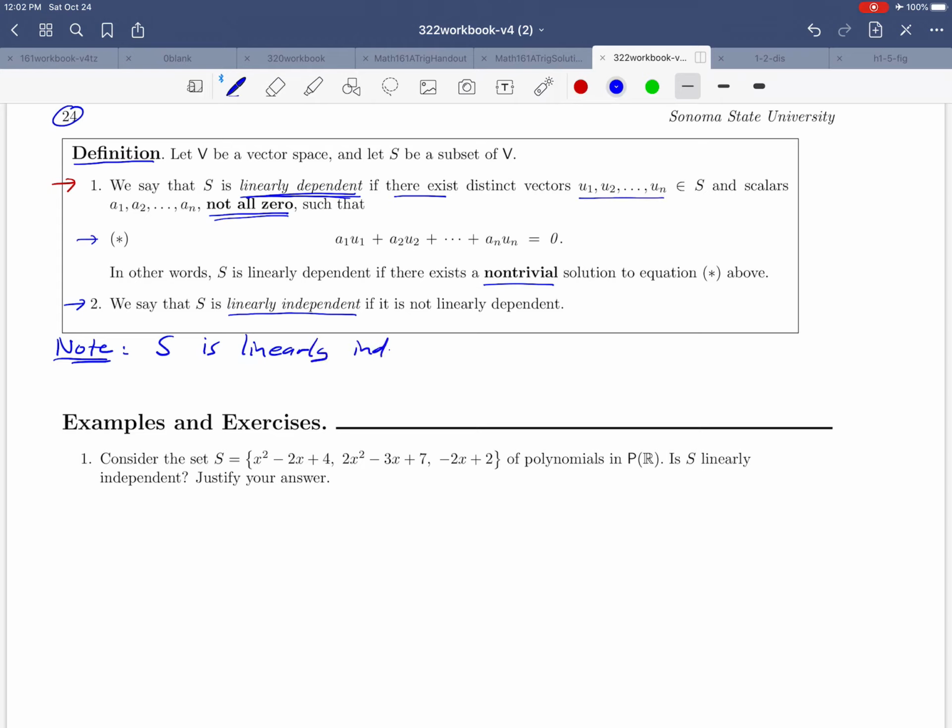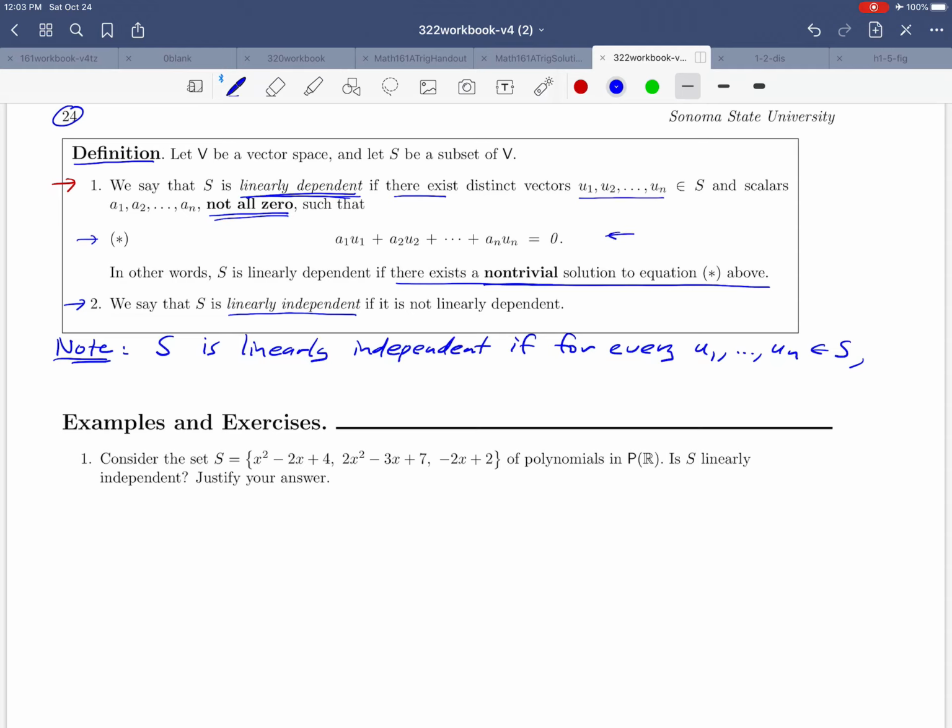S is linearly independent if for every u1 through un in S. And then we need to figure out how do we continue that. Well, we're going to get linear dependence if there exists a non-trivial solution to equation star. We want to negate that, so we'd like to say something like, it's not the case that there exists a non-trivial solution to star.